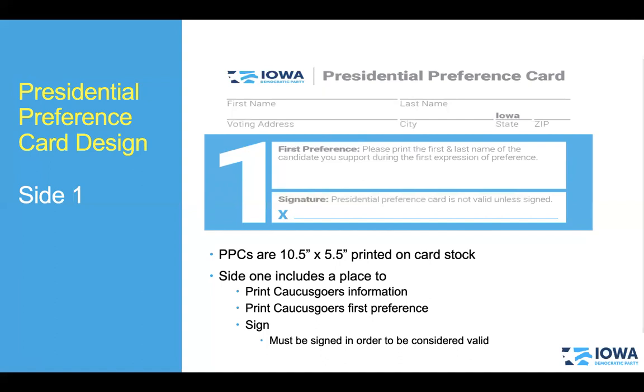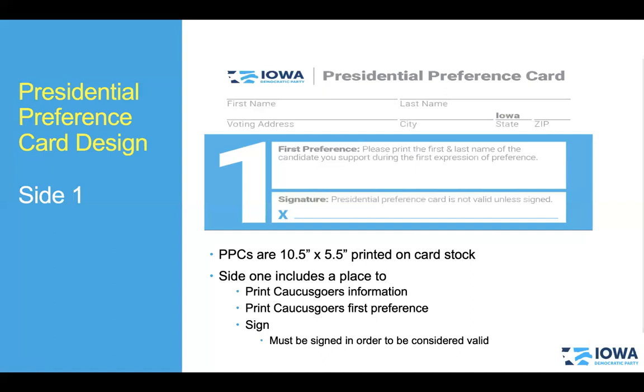On side one, or as you can see here, the blue side, you will find the place for the caucus goer to print their first and last name, their voting address, their city, and their zip code. It is really important that people print legibly so that we can read these if we need to in the case of a recount. Then there is the first preference. Print again, we want to make sure that we print legibly so we can read this. The first and last name of the candidate that you support during the first expression of preference.